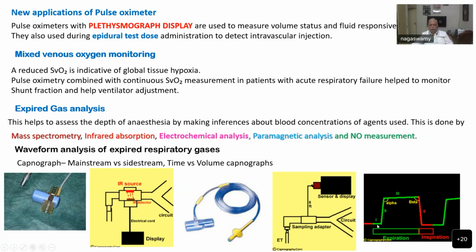You have phase 1, which is the inspiratory phase, then phase 2 is the early expiration, phase 3 is the plateau phase of expiration, and suddenly the inspiration starts again. So 1, 2, 3, and sometimes they call 4 or 0, and this is the expiration and this is the inspiration, alpha and beta angle. All these things are displayed, and based on that you can make all your inferences.